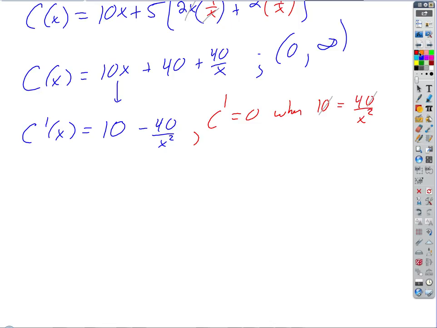10x squared equals 40. X squared equals 4, so x must equal 2. So that's my critical number, isn't it? Did everybody see that? I went through that kind of fast. Does everybody see how we got that? All I did was set this equal to 0 and add that term to the other side to get that, right? Then just cross multiply and so on, okay?